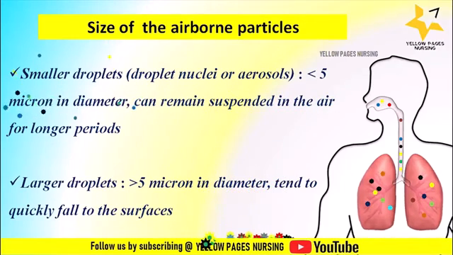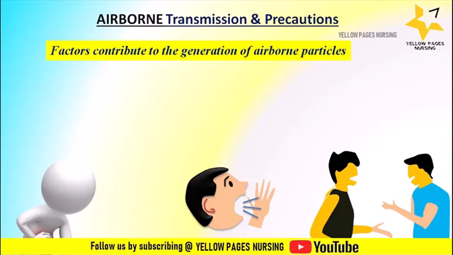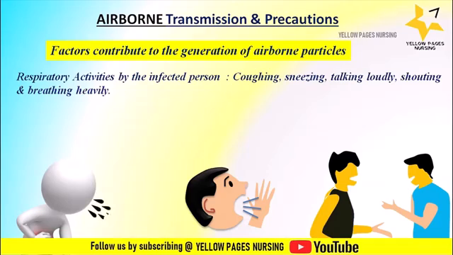Now, let's discuss factors which contribute to the generation of airborne particles one by one. First comes respiratory activities. When an infected person coughs, sneezes, talks, sings, or breathes heavily, they release respiratory droplets of various sizes into the air. As discussed before, larger droplets quickly fall to the ground or surfaces, but smaller droplets can remain suspended in the air for longer periods. These smaller droplets, known as droplet nuclei or aerosols, can contain infectious agents and be inhaled by individuals in close proximity.